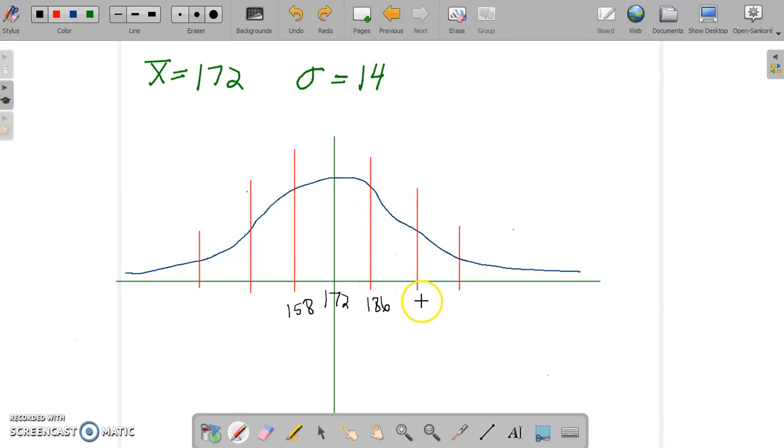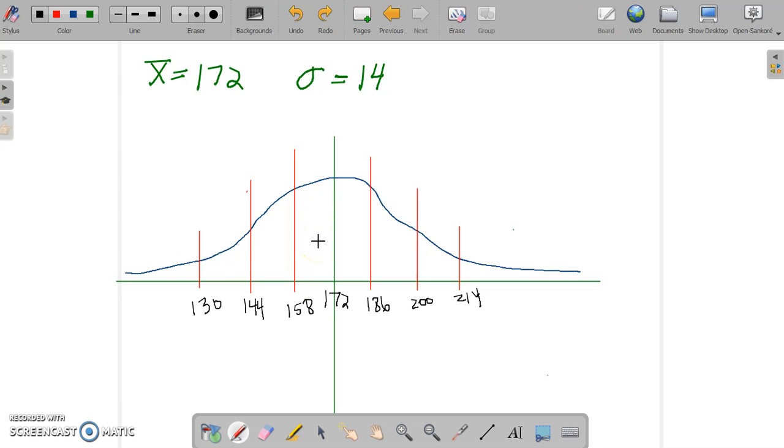Then keep going. We're going to add 14 to get to the next standard deviation, which is 200. And then we'll just go one more, which is 214. And then we're going to go on the left side, subtract 14, so get to 144. And one more, 130. I haven't really drawn this to scale, but you get the idea. So here, remember that, we're going to use this to answer this question.